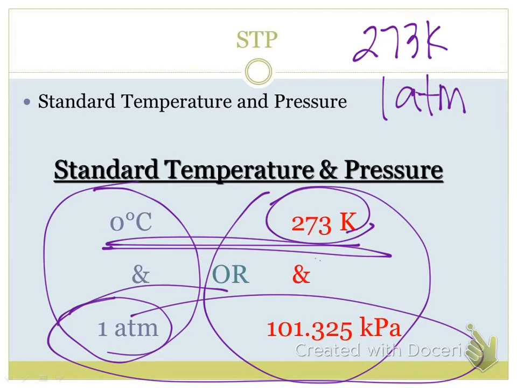If I start a problem with 4 liters of gas at STP, you have to know what the temperature and the pressure are. That set of conditions you'll have to know: 1 atmosphere, 0 degrees Celsius, or 273 Kelvin. Luckily, they're easy values to remember.